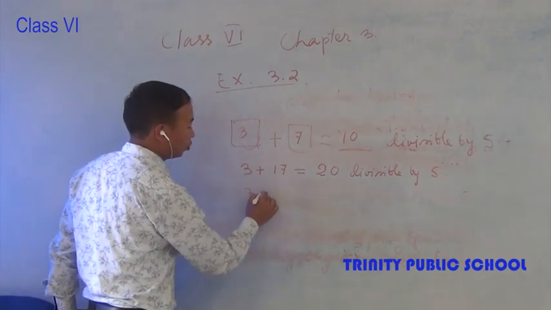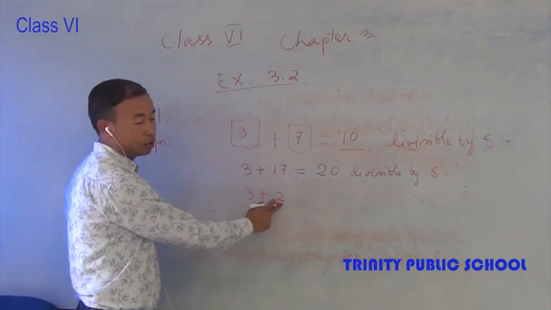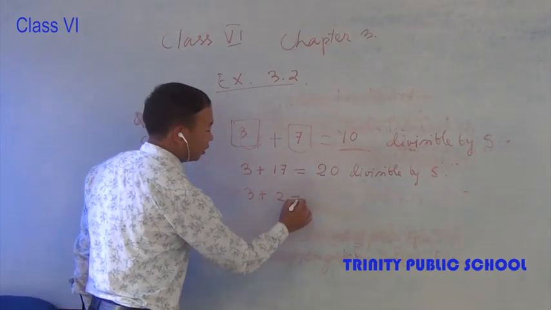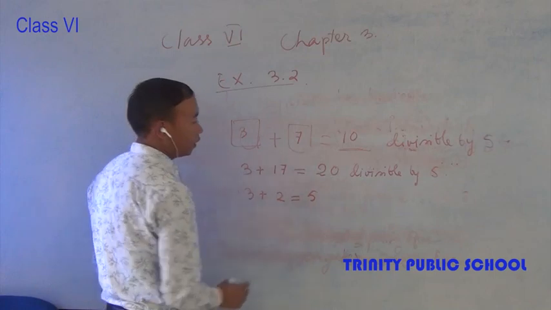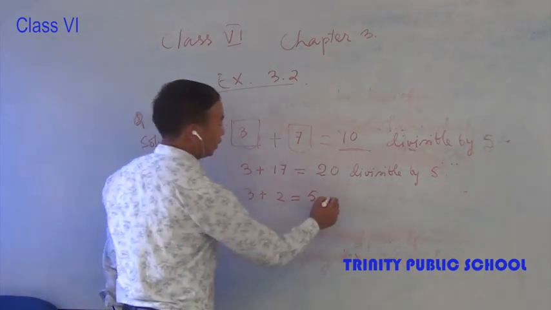Next, 3 plus 2. 3 and 2 are prime numbers. The resulting sum is 5, which is divisible by 5.